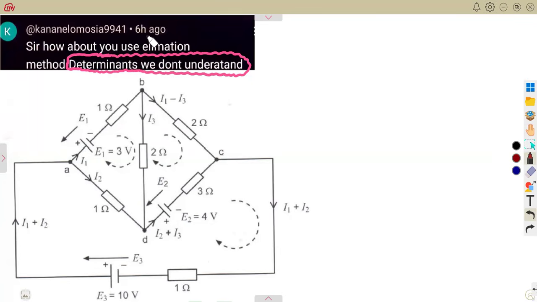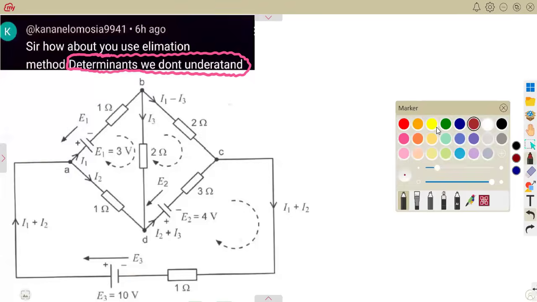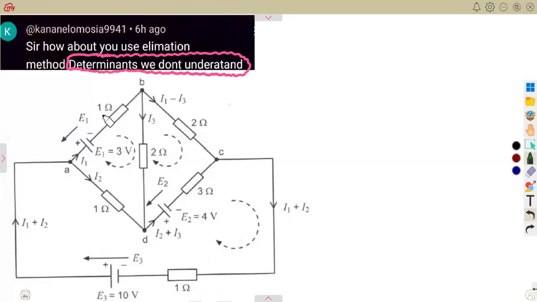So actually, it's not the elimination method that we are going to use, but the substitution method. If you have not watched the class, make sure that you watch the video on the April 2024, which is the full paper. All right, so we had these equations.